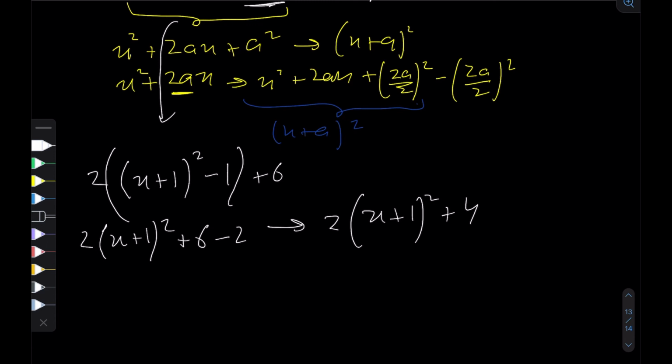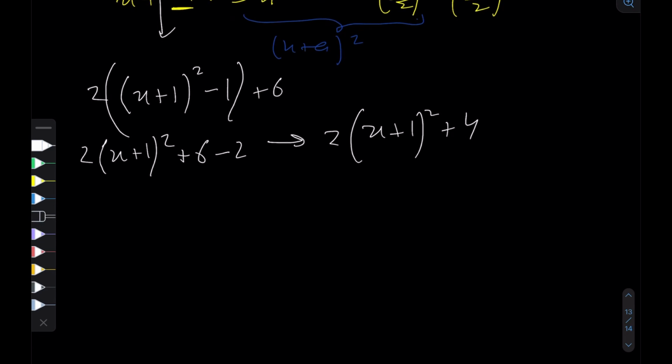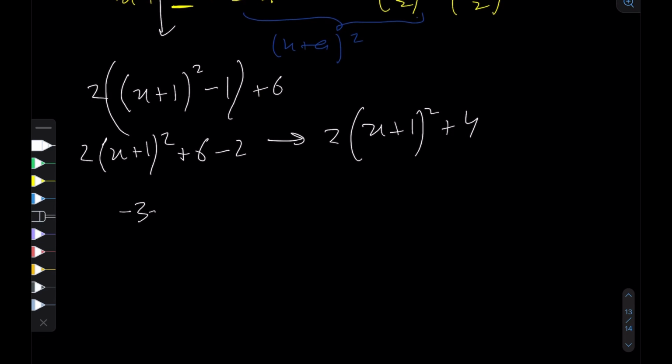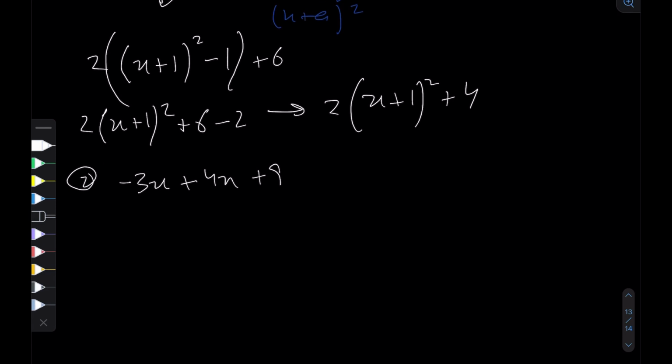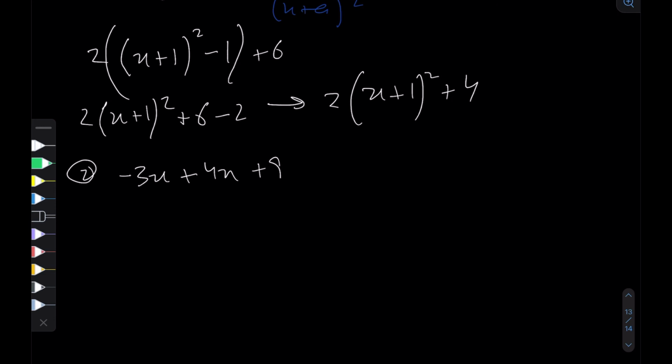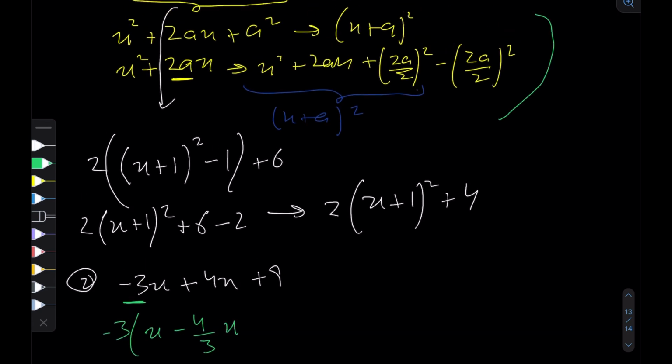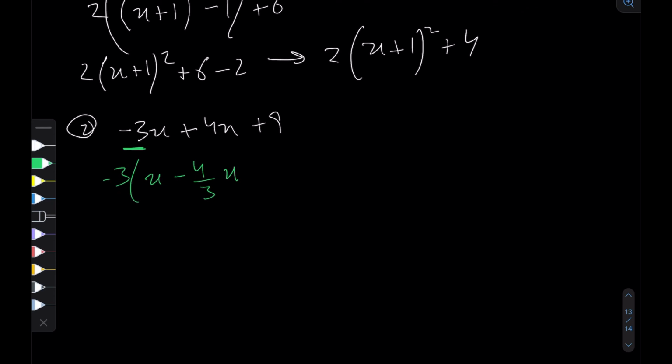Right, now just to give you another example, let's take minus 3x squared plus 4x plus 9. This is example 2. Now, as usual, we take the coefficient as common, and what you do is you take the whole thing as common, as in you take the negative common too. So negative 3(x squared minus 4 over 3 x), and I can sort of compress these two steps into one, so I will just leave some space here and then a plus 9.